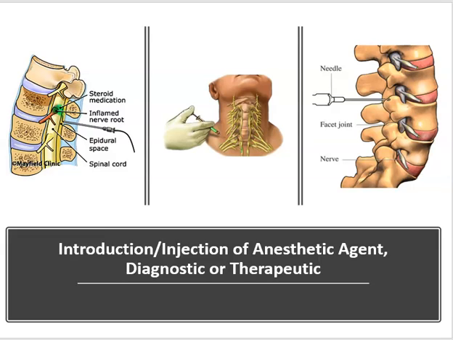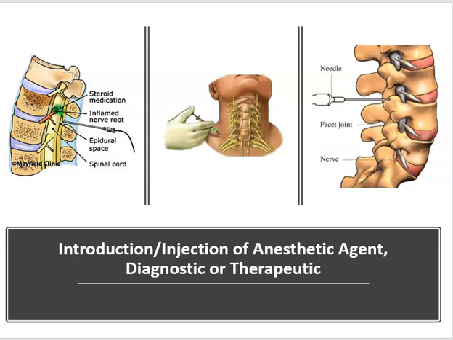Then, bottom right-hand corner of 438, we have our TAP block procedure codes, and TAP is a transverse abdominis pain. And this TAP block is actually a peripheral nerve block that's designed to anesthetize the nerves that are supplying the anterior abdominal wall, T6 through T1. So those are our codes there.